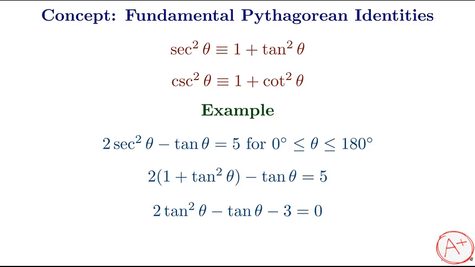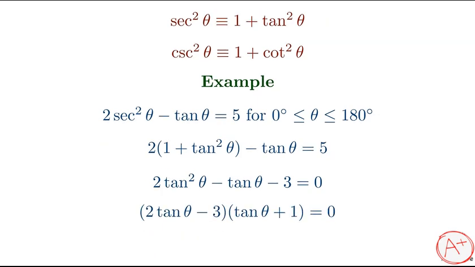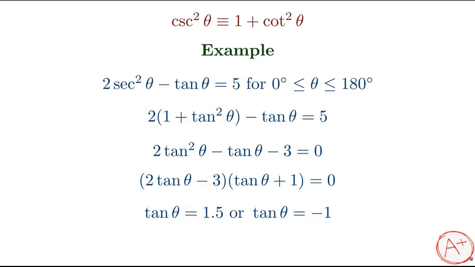Factoring this quadratic, we get the factors 2 tangent theta minus 3 and tangent theta plus 1 equals 0. This gives us 2 possible values for tangent theta, 1.5 or -1. Finally, solving for theta within our range, we find that theta is approximately 56.3 degrees, or 135 degrees.